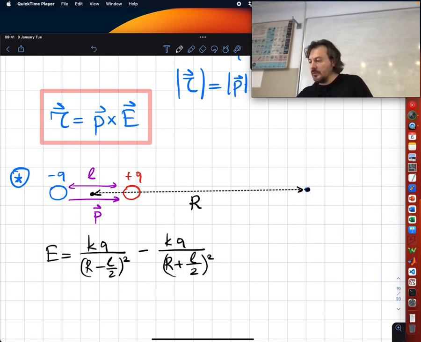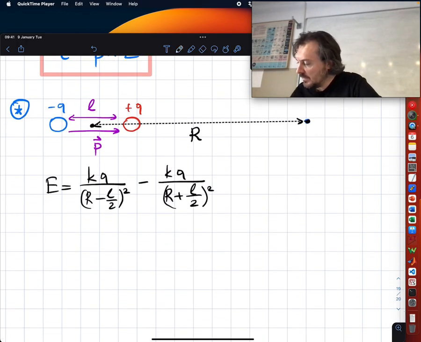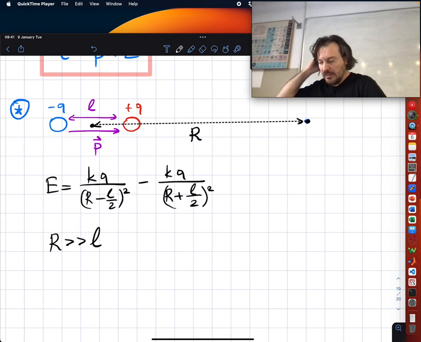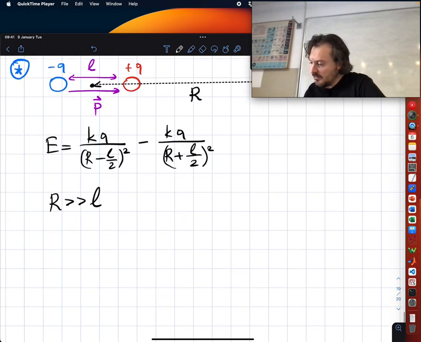So the electric field due to this positive charge is larger than the electric field due to this negative charge because this one is closer, right? So this is an exact solution. This is the exact value of the electric field over there. But we can now make an approximation. Let's find the electric field in the case when R is much larger than L.